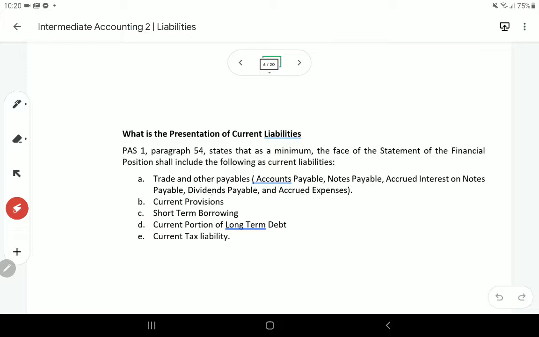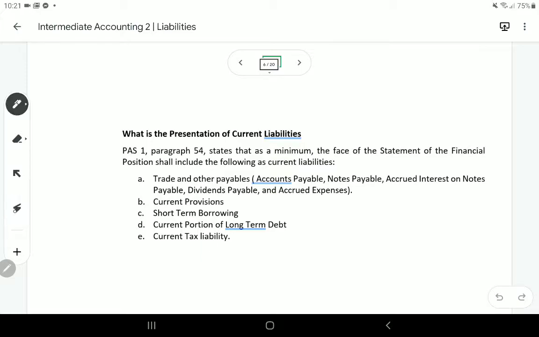Dividends payable, if you can remember, does not include stock dividend payable or share dividends payable, because again, share dividends payable is not a liability. Only dividends payable which are cash or non-cash asset dividends, and other accruals. The next line item would be current provisions, followed by short-term borrowings, or short-term loans. Next would be the current portion of the long-term debt and current tax liability.